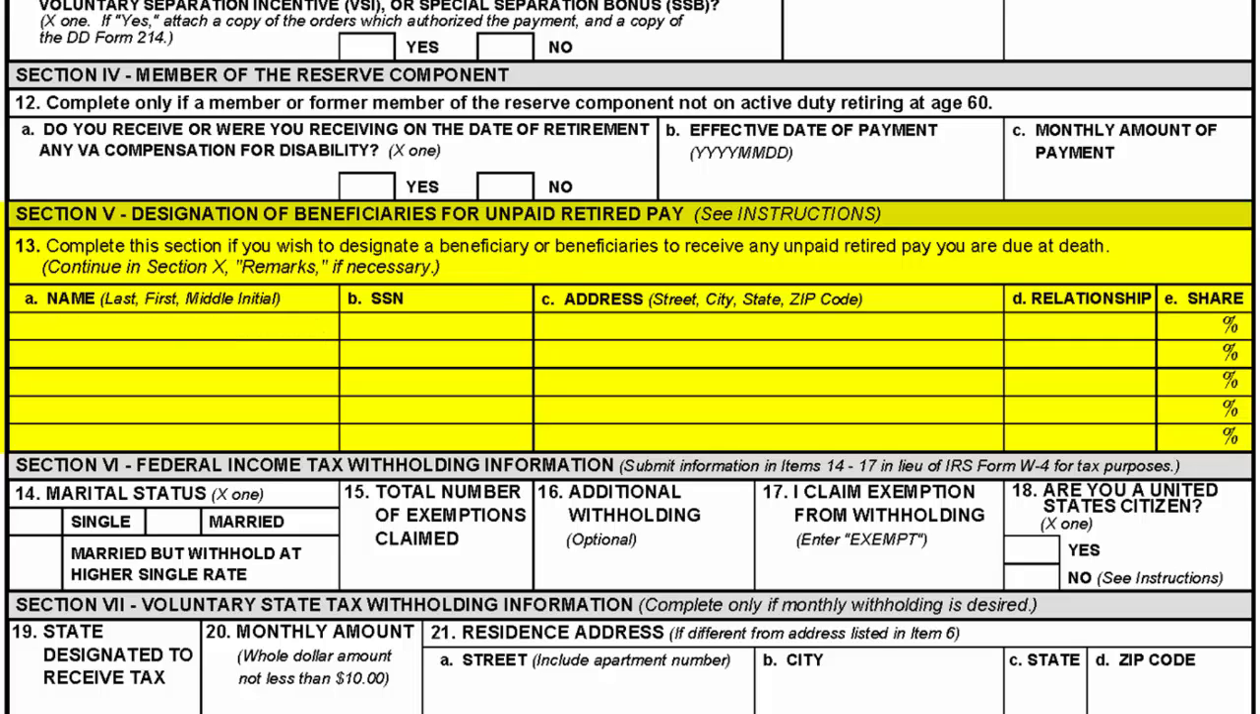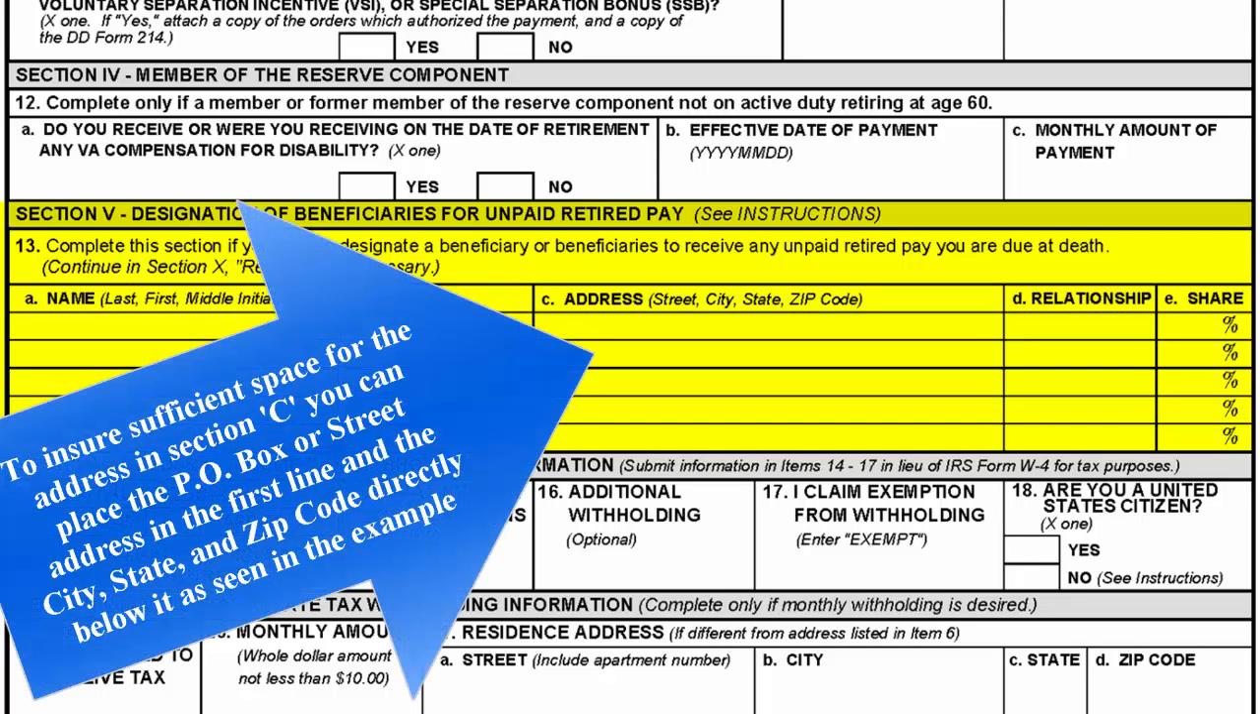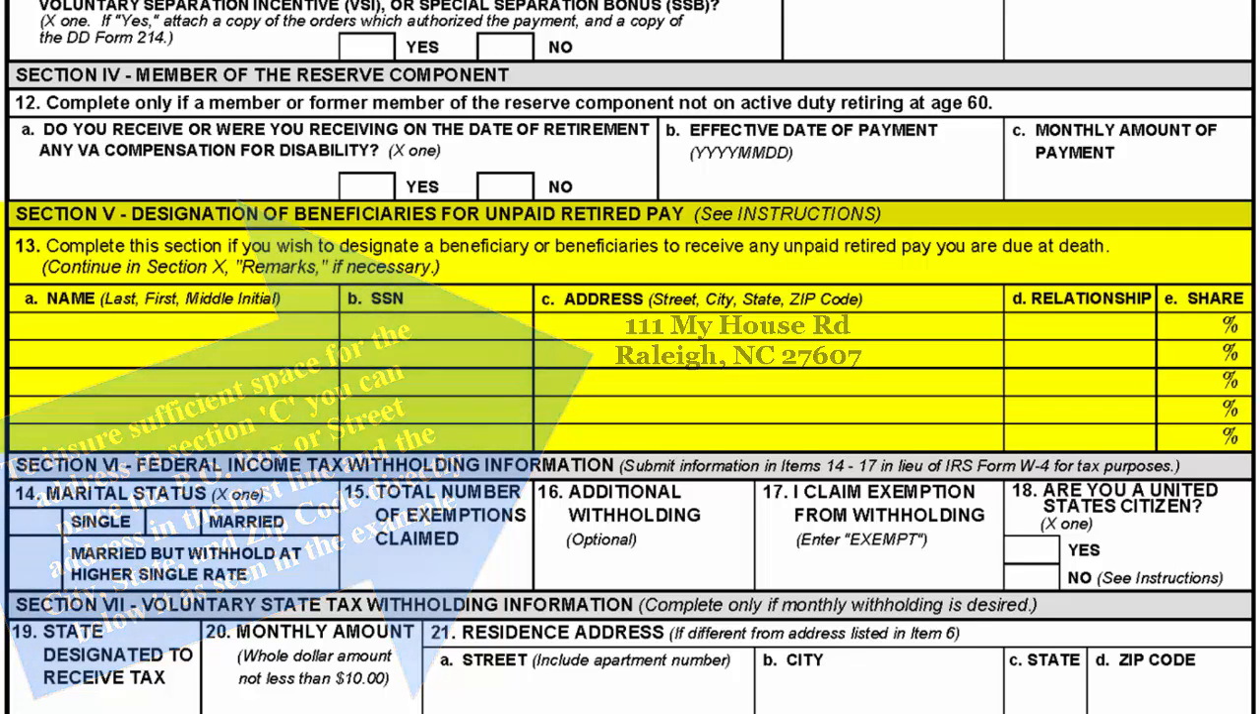13B, their social security number. 13C, the address. In 13C, this can also be a physical address if they receive mail at the house or a P.O. box. Normally what I will do is I will put in the P.O. box or the street address in the top block of C, and then the next line below it I will put in the city, state, and zip to ensure that I have plenty of room for all of the information.